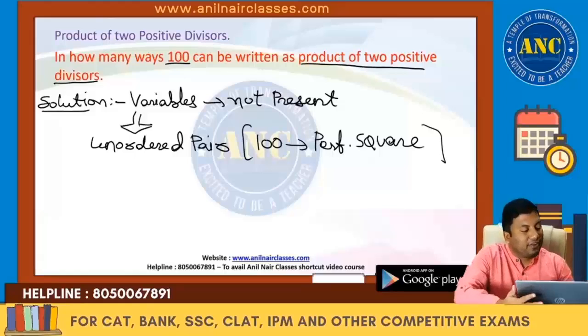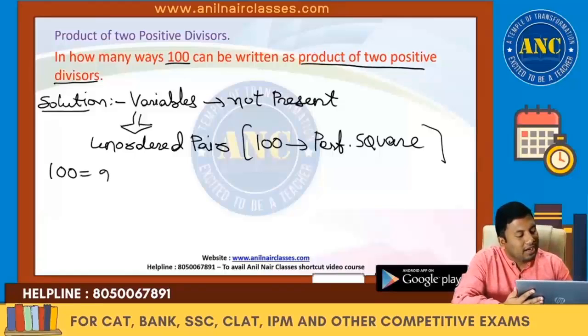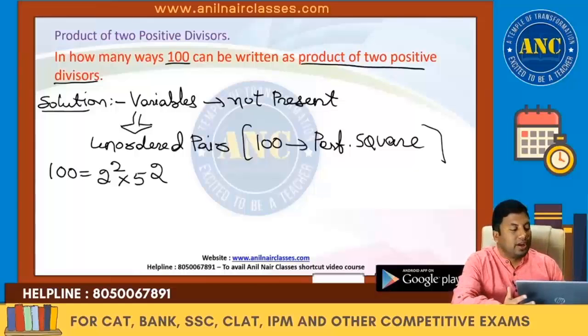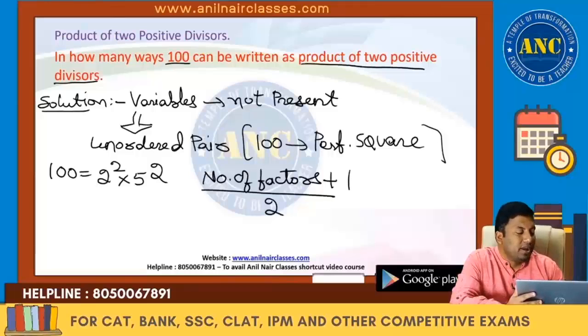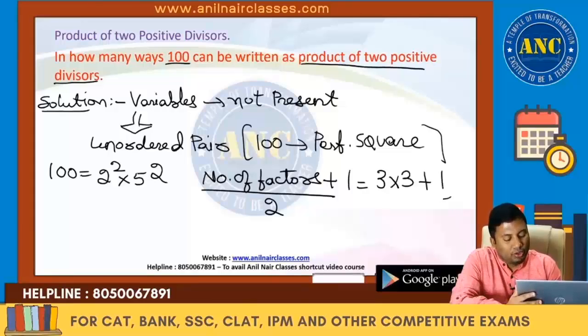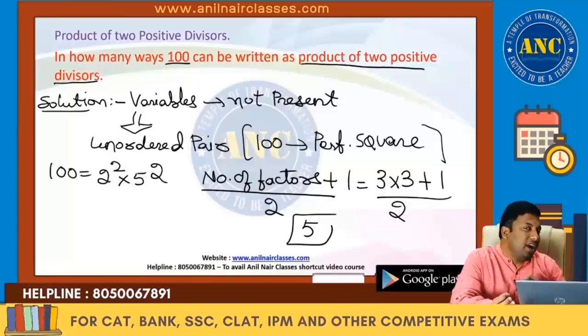100 is nothing but 2 square into 5 square. So if it is a perfect square, what will be the answer? Answer is number of factors plus 1 by 2. Number of factors will be 0 to 2, 3 cases, 0 to 2, 3 cases, so 3 into 3 plus 1 by 2, 9 plus 1 is 10, 10 by 2 is 5. Very easily, just by looking at the question itself, you will derive the answer without any confusion if you have understood the basics.